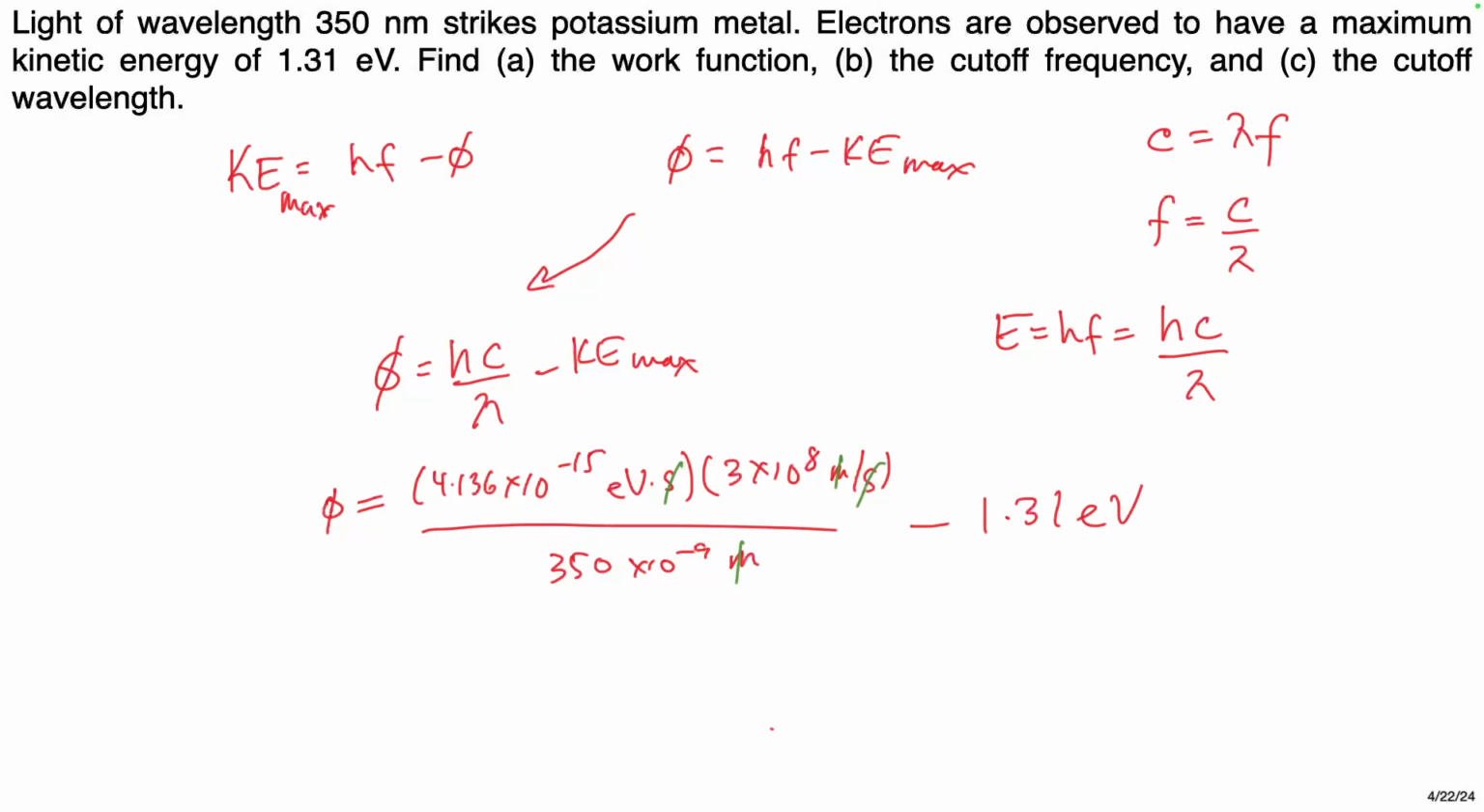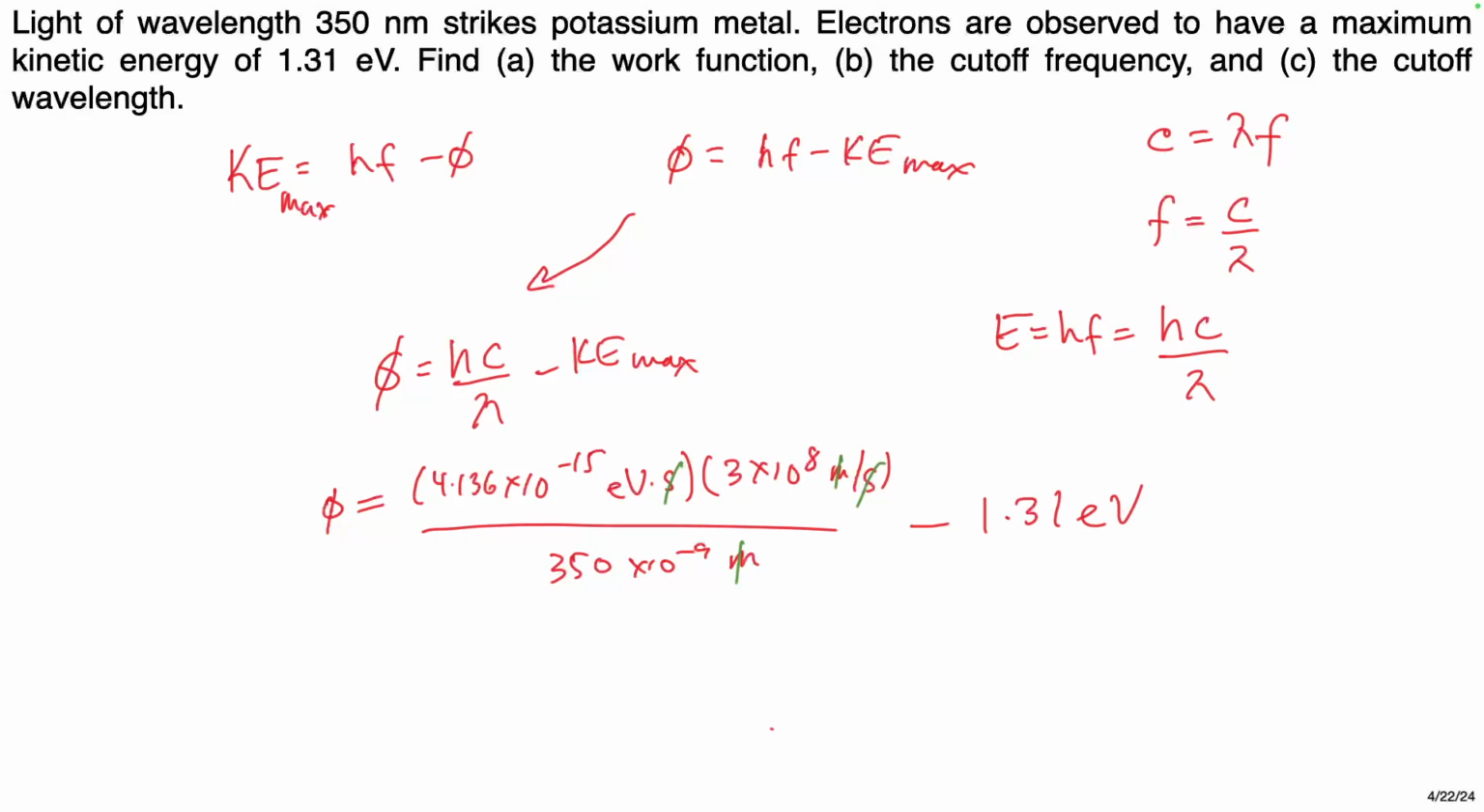If I had used Planck's constant in the joule seconds form, I would have been left with joules here, but then subtracting off electron volts, right? So the point I'm trying to make here is be careful, right? You might want to put units in whenever electron volts are involved, just to make sure that you've got the right units in place.